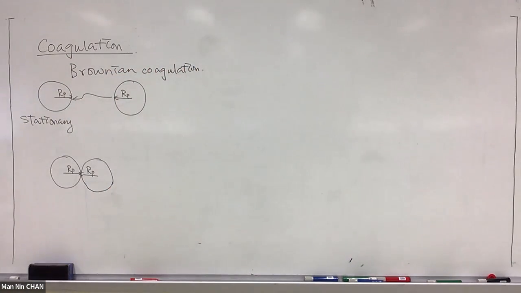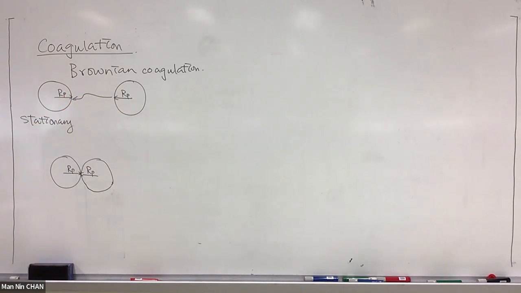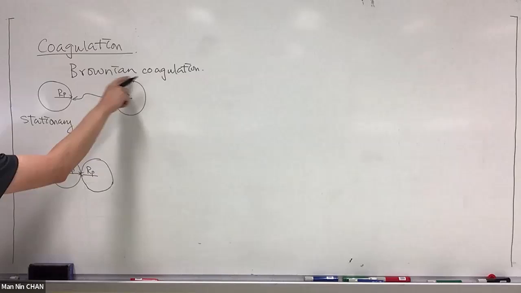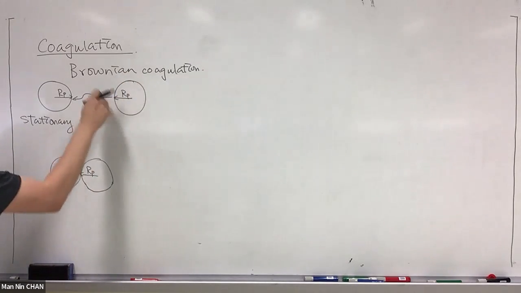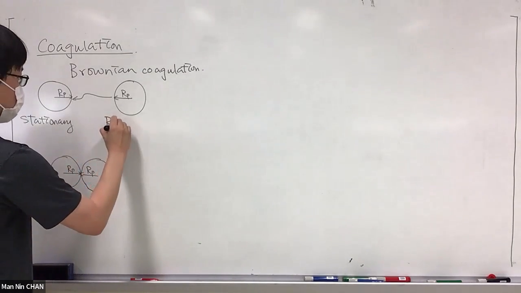Like I mentioned, this is particularly important when you have a chamber where you don't have convection, so the movement of the particles is mainly due to Brownian motion. Therefore, what we're going to talk about today is Brownian coagulation, where the particle is moving around by Brownian motion.